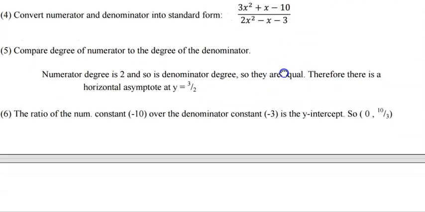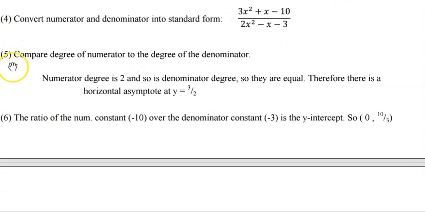Okay? Now it's converted. And now all we have to do is compare the degree of the numerator to the degree of the denominator. So this is 3x to the second power, and the denominator is 2x to the second power. So the degree of the numerator is 2, and the degree of the denominator is also 2. So the numerator degree is 2, and so is the denominator degree, so they are equal.